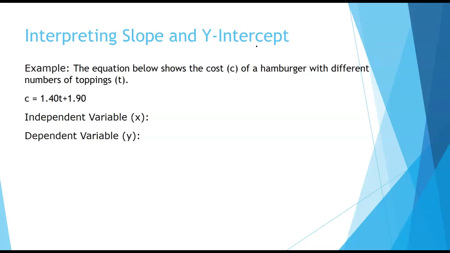Even though we don't have an x and a y, that doesn't mean we don't have an independent variable and a dependent variable. We're looking at the relationship between the cost of the hamburger and the number of toppings. Well, the cost is going to depend on the number of toppings. That means that our independent variable is toppings and our dependent variable is cost, again, because cost depends on the number of toppings. Let's make sure we're able to look at our equation and identify our y-intercept.